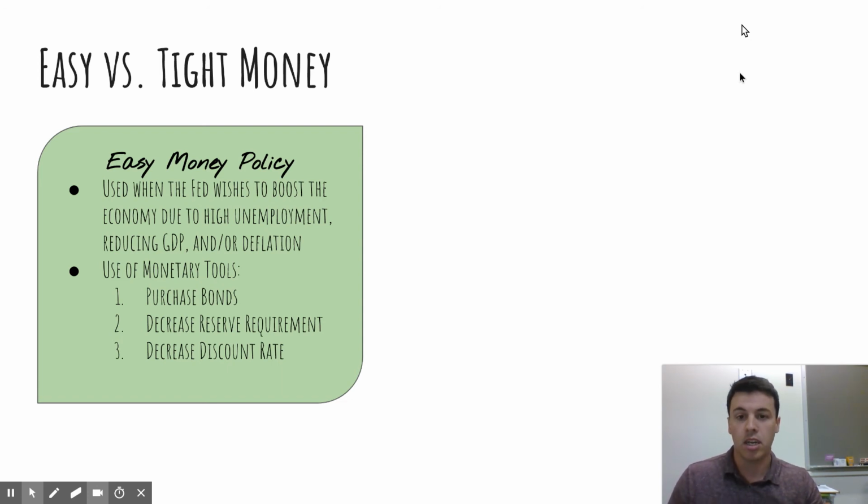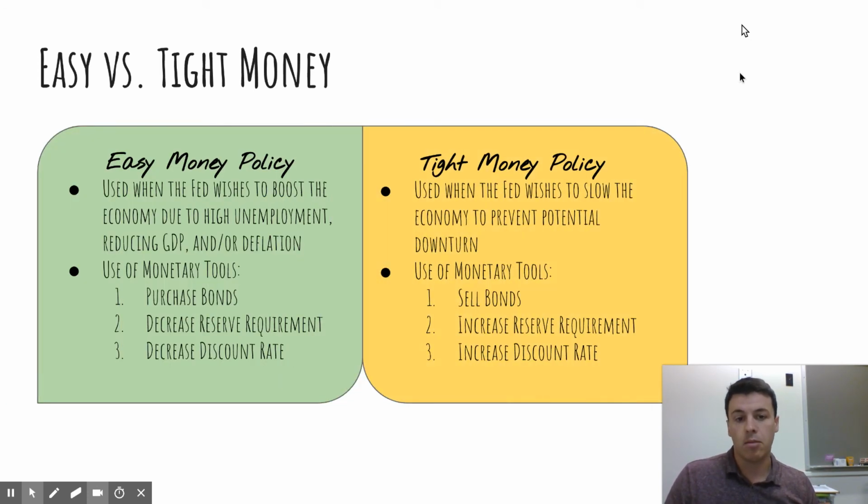The other side of that would be tight money policy, the other word for contractionary. This would be used when the Fed wishes to slow the economy and prevent a potential downturn at a peak of the business cycle. Hopefully that would be when they use it.